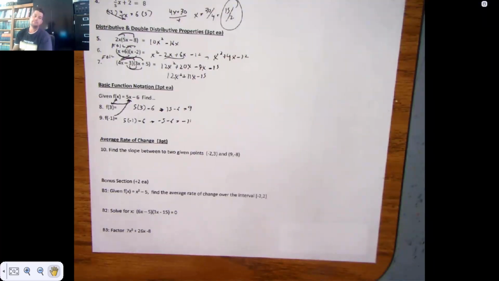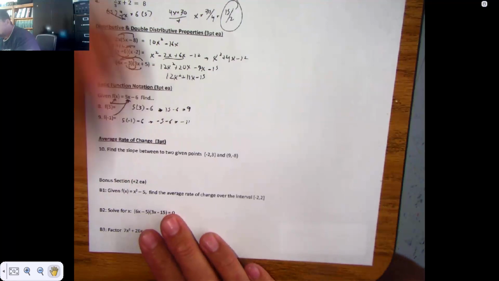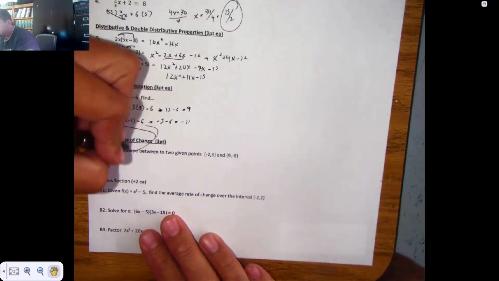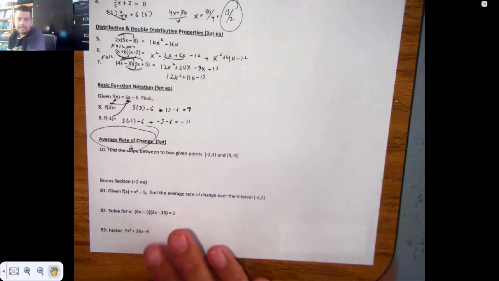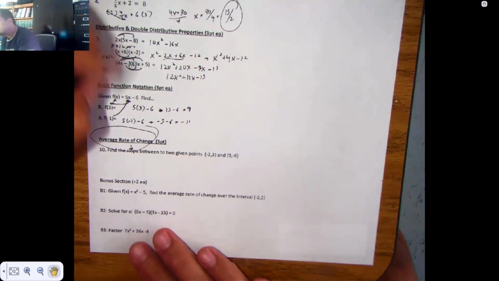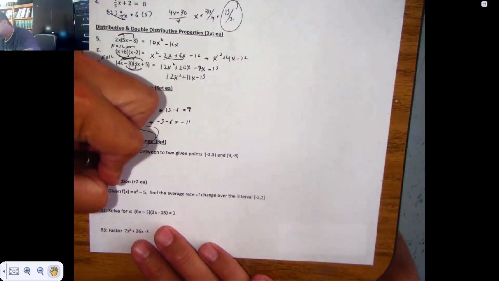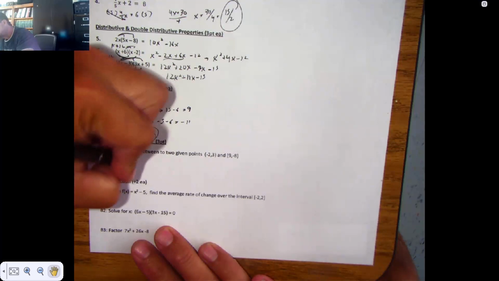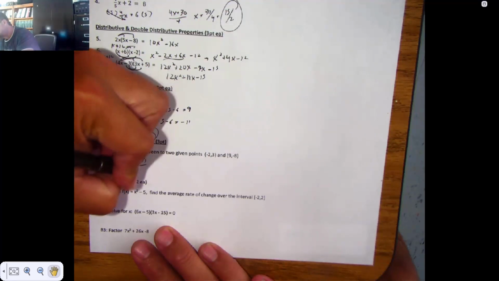Find the slope between the two given points, (-2, 3) and (9, -8). It's also known as average rate of change. I really need to rewrite that wording. I need to be saying average rate of change between these two points. So the formula for slope, or average rate of change, is y2 minus y1 over x2 minus x1.